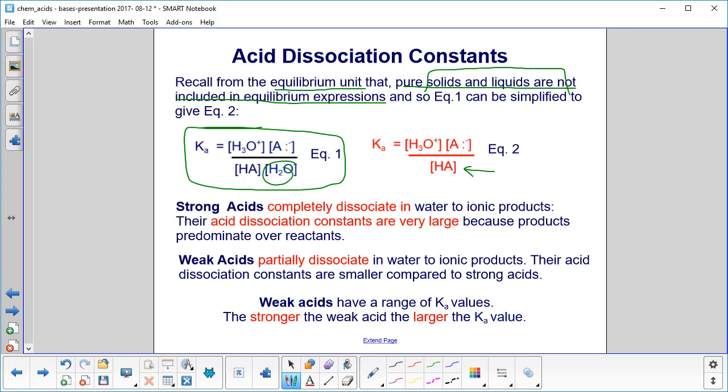Strong acids completely dissociate in water to ionic products. Their acid dissociation constants, therefore, are very large because products predominate over reactants. Weak acids only partially dissociate in water to form ionic products. Their acid dissociation constants are smaller compared to strong acids. So here we go. Weak acids have a range of Ka values. The stronger the weak acid, the larger the Ka value.